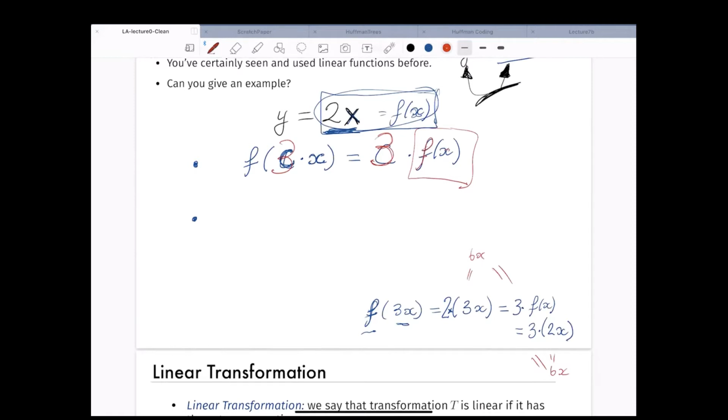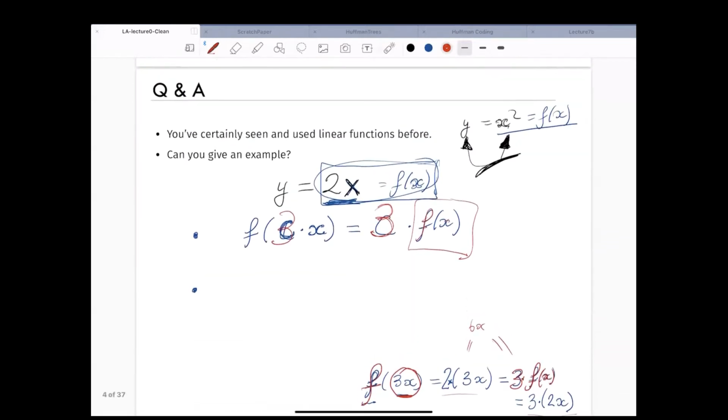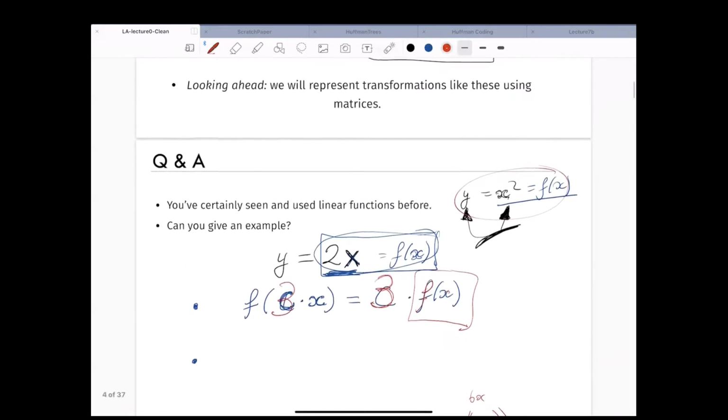So apparently, whether I take the argument and scale it first and then apply my function, or whether I apply my function first to the argument and then scale it, that doesn't matter. The result is the same. That's what scaling means. Notice that this does not hold for the quadratic function. That's not a linear function. It's not the case for this.